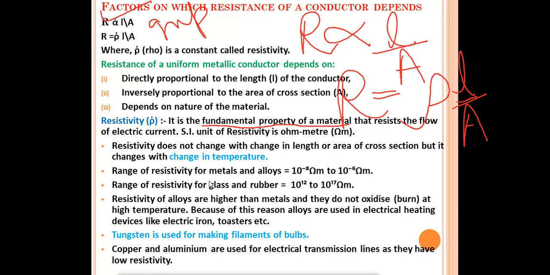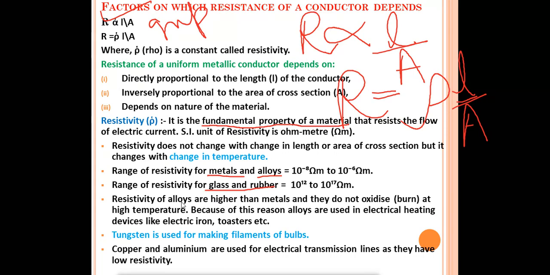Range of resistivity for metals and alloys. For metals and alloys, the value of resistivity is very low, 10 to the power minus 8 ohm meter to 10 to the power minus 6 ohm meter. But for glass and rubber, it is high, 10 to the power 12 to 10 to the power 17 ohm meter. Glass and rubber are insulators, metals and alloys are conductors. Resistivity of alloys is higher than that of metals.